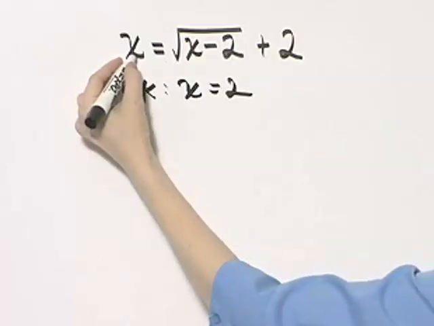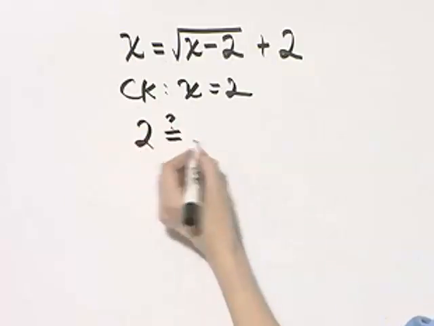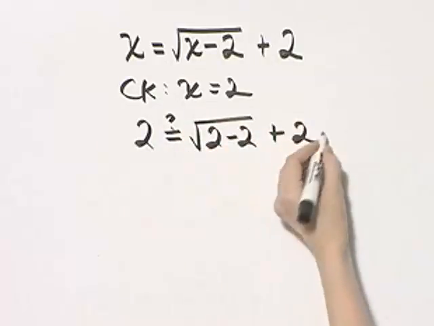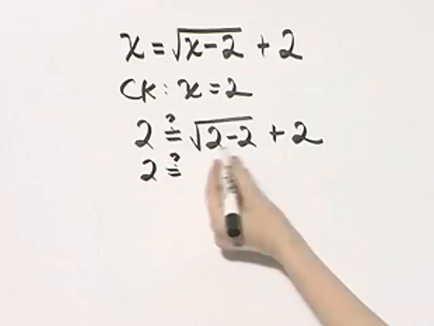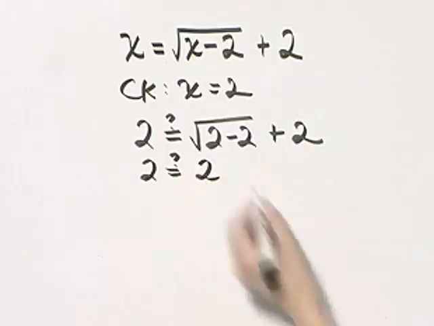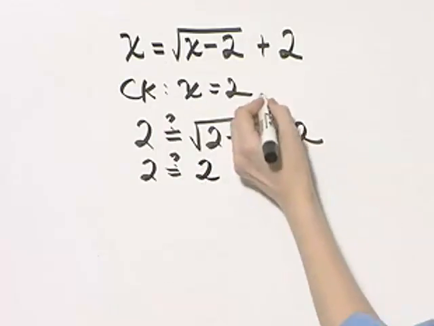Everywhere there's x, I write 2. So is 2 equal to the square root of 2 minus 2, plus 2? Well, is 2 equal to, that's the square root of 0, which is 0, and 0 plus 2 is 2, so 2 checks, it is a solution.